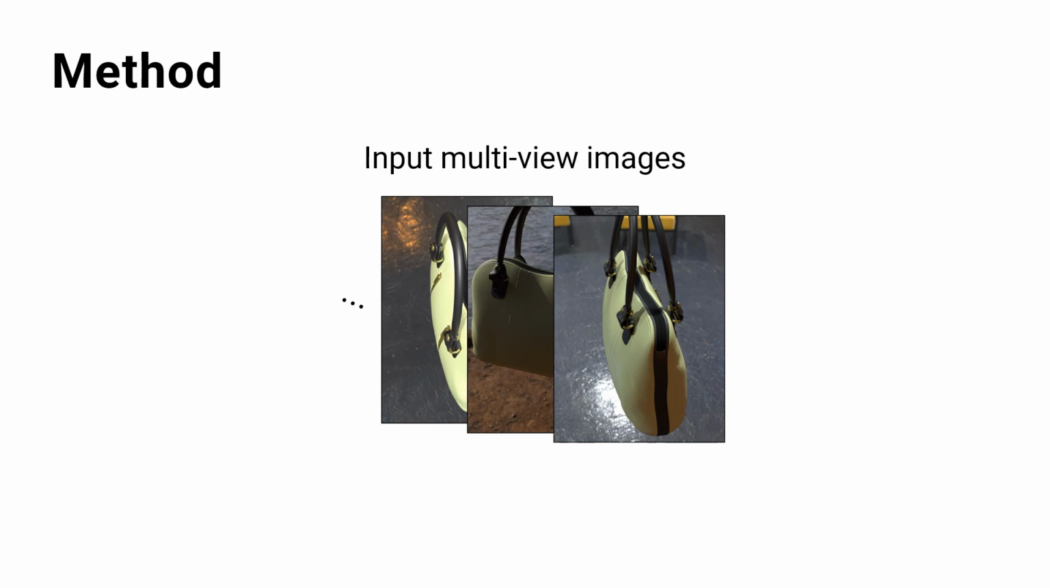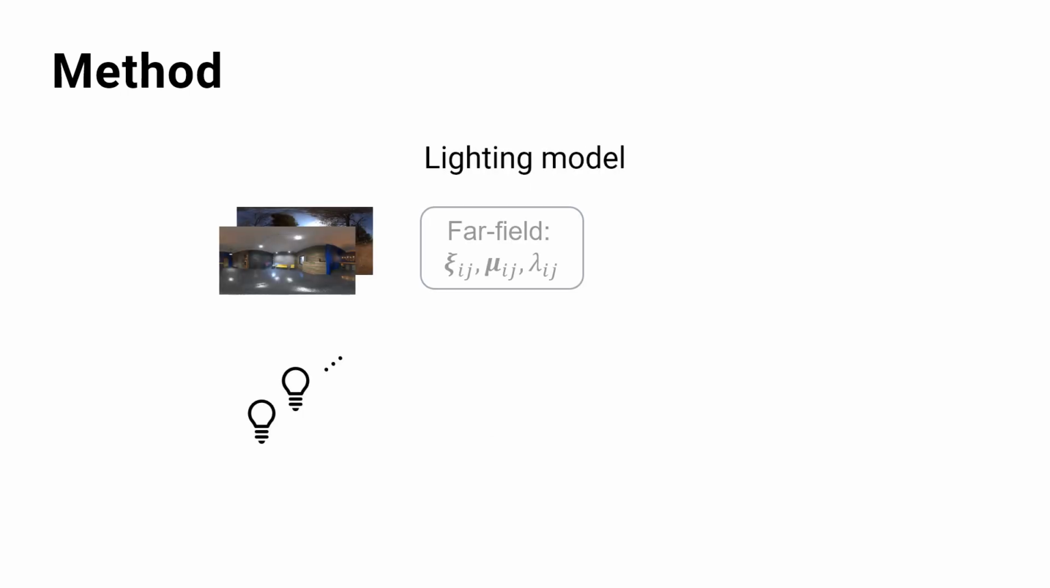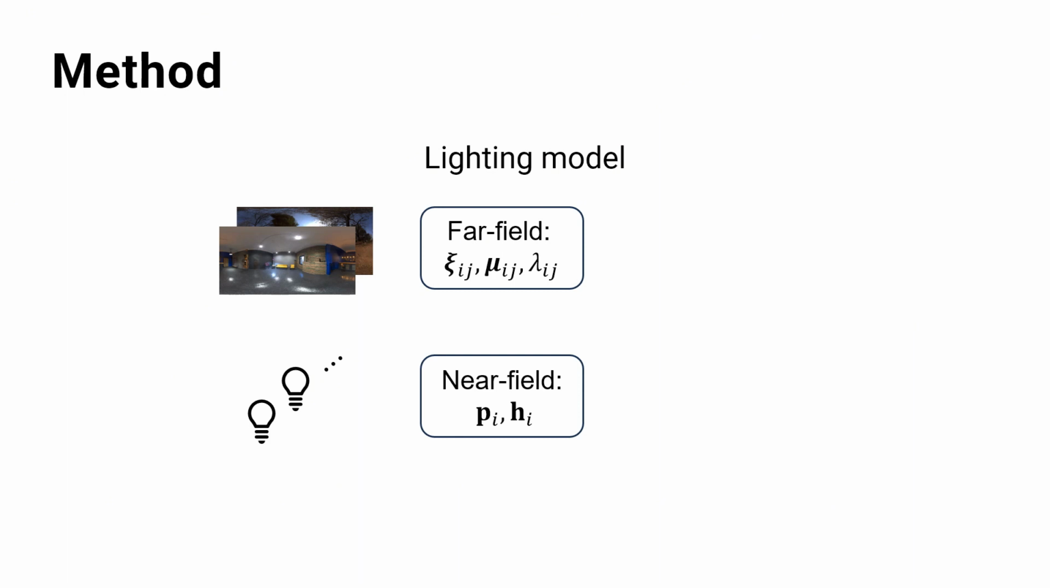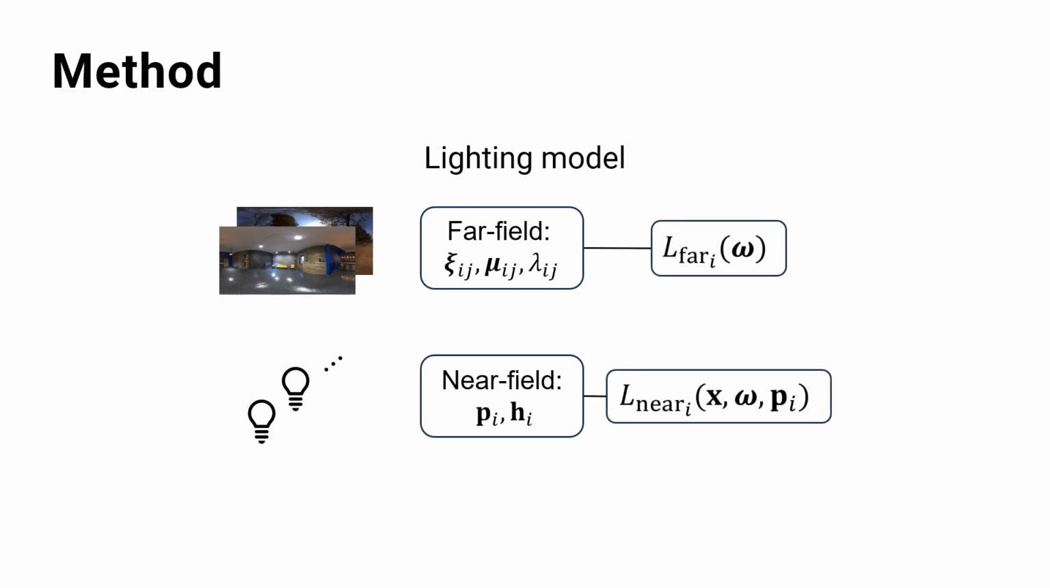VMINer takes multiview RGB images under possibly varied lighting as input. Each image is illuminated by one far field lighting whose index is given by far index, and near field lights whose on-off states are given by near on-off. Each far field lighting is modeled as spherical Gaussians with unknown lobe axis psi, amplitude mu, and sharpness lambda. Each near-field lighting is modeled as a point light with movable position p and anisotropic radiation as spherical harmonics coefficients h. Incoming radiance L can be queried at any position x and direction omega.